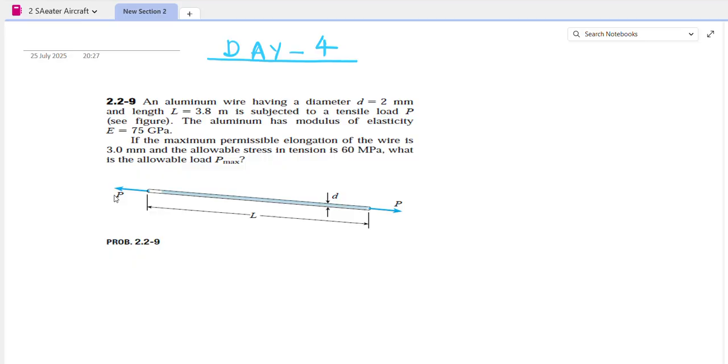The problem is that an aluminum wire having a diameter d equal to 2 millimeter and length 3.8 meter is subjected to a tensile load P. The aluminum has a modulus of elasticity equal to 75 gigapascal. If the maximum permissible elongation of the wire is 3 millimeter and the allowable stress in tension is 60 megapascal, what is the maximum load P we can apply? So let me collect the information that is given.